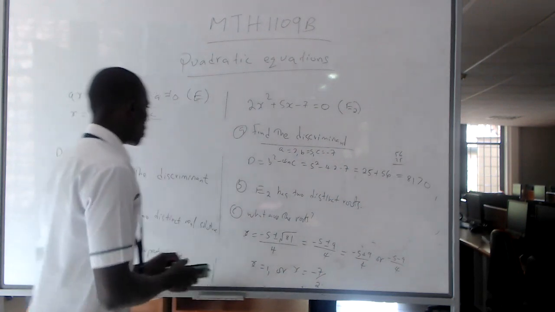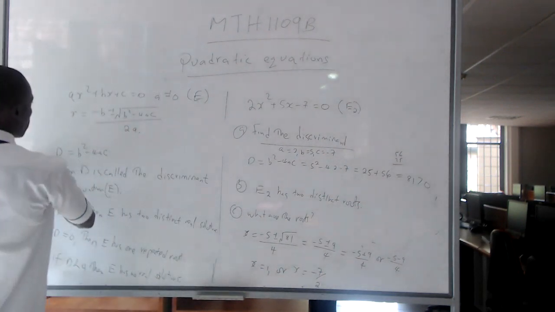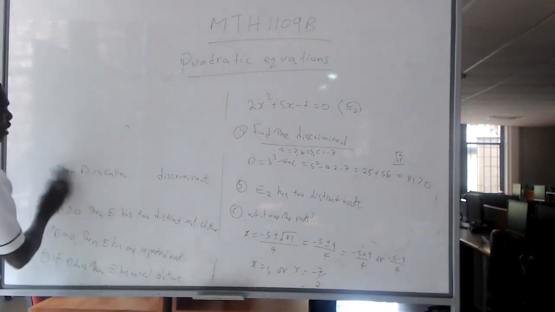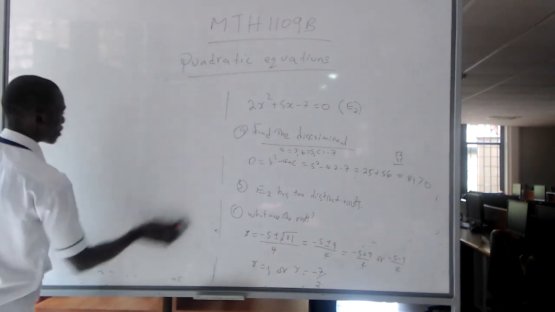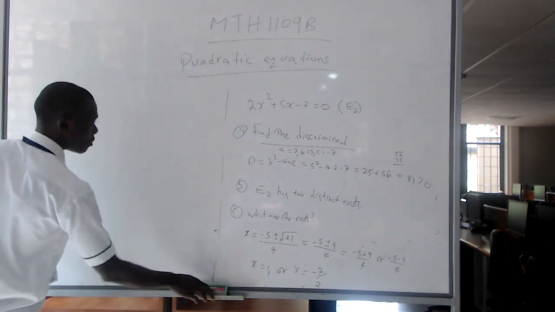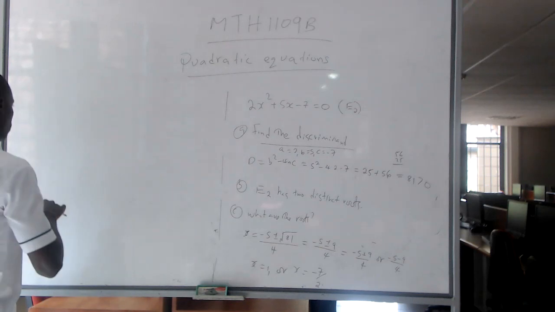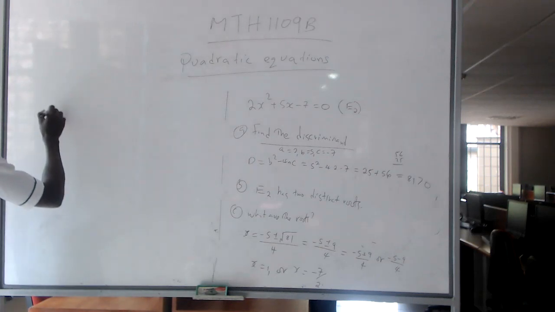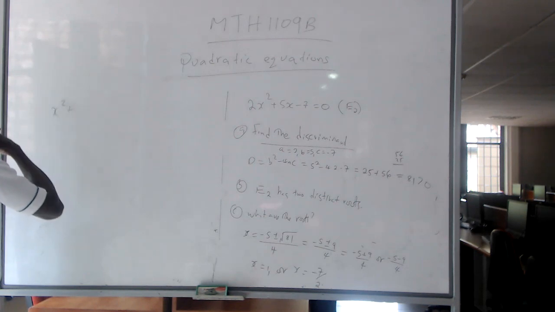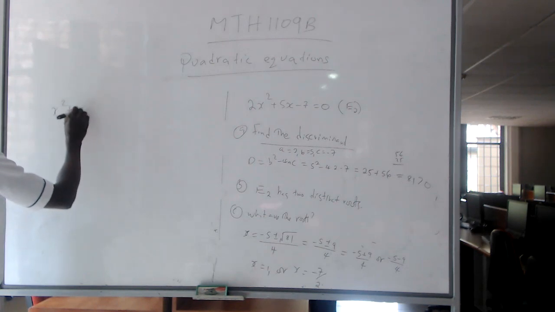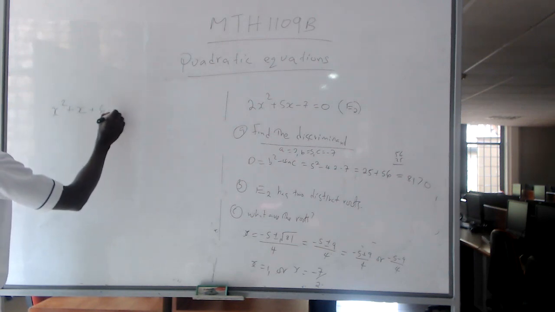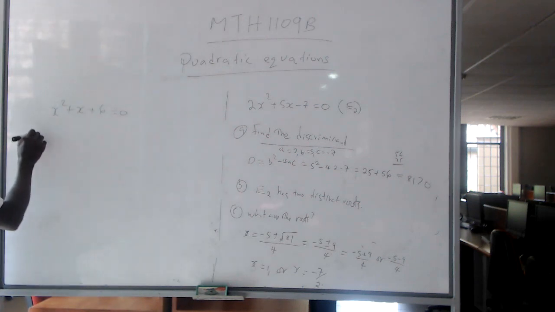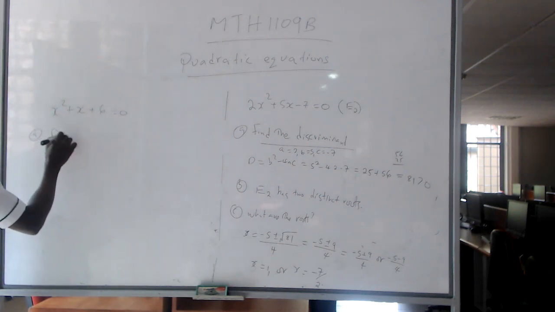Let me give an equation that does not have a real root, where you've seen one before. So suppose you have the equation, let's see, x squared plus x plus, let's say, 6 is equal to 0. So part A, the discriminant.